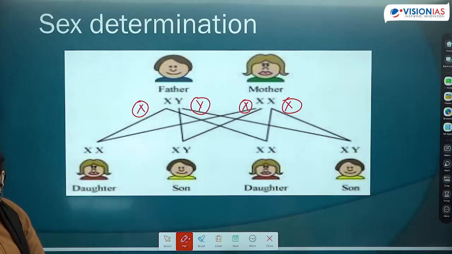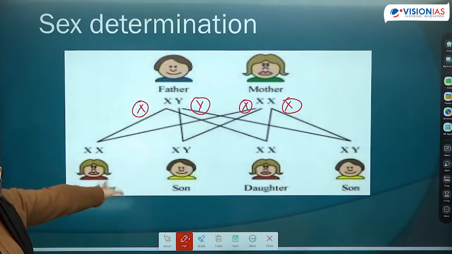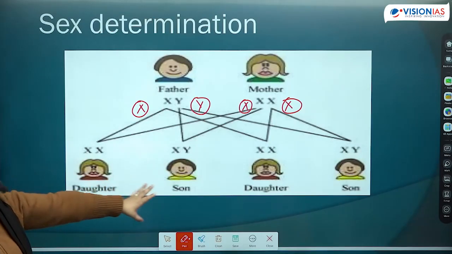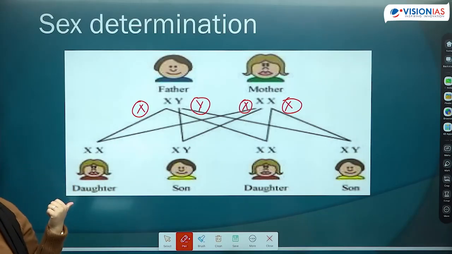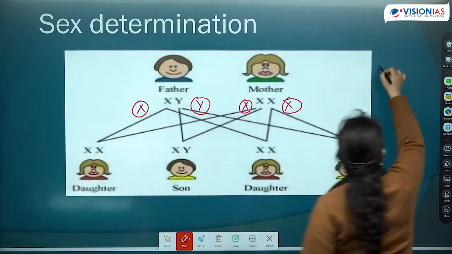This is a natural process, selection is automatic, but if I ask you what is the ratio of phenotype here, what will that be? Phenotype is the character you're observing, and here you're observing the sex. So you have daughter and son, two phenotypes. What is their ratio? 2:2 or 1:1. Same way, what will be the genotype ratio?